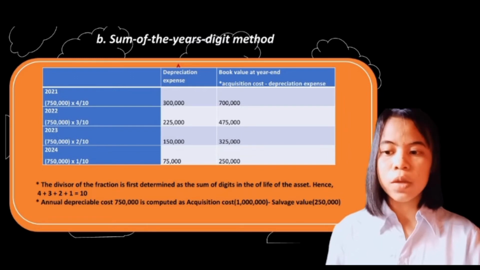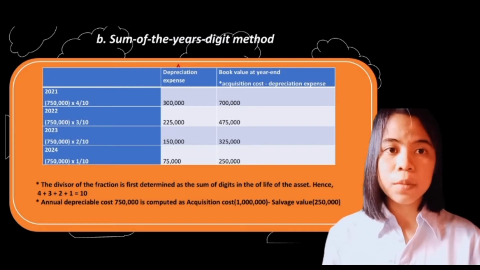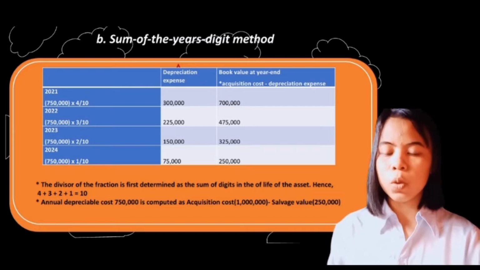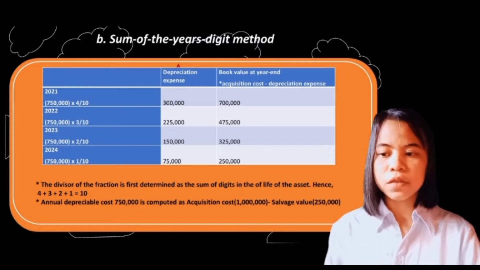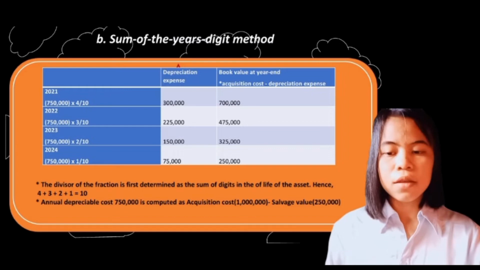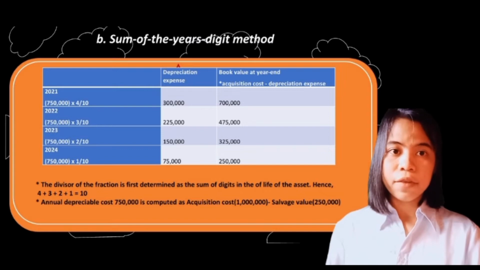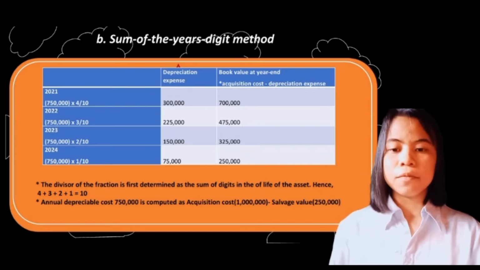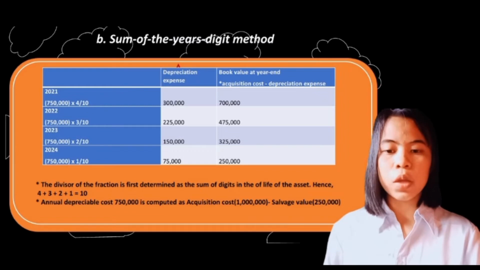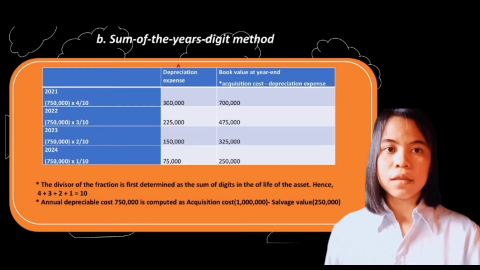For 2022, ganun ulit, 750 times 3 na lang yung gagamitin na dividend kasi yun na lang yung remaining useful life for 2022. So, the depreciation expense for 2022 is 205,000. The book value is equals to 475,000 because 1 million less 300,000 less 225,000, we will get 475,000. Kung mapapansin nyo ulit, for the year 24, the book value equals to the salvage value.